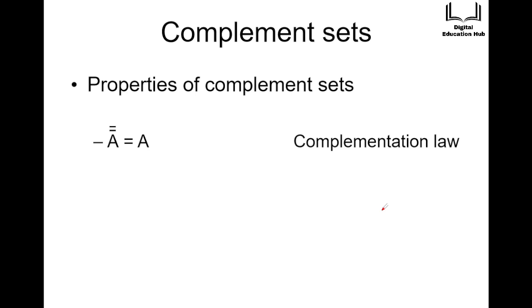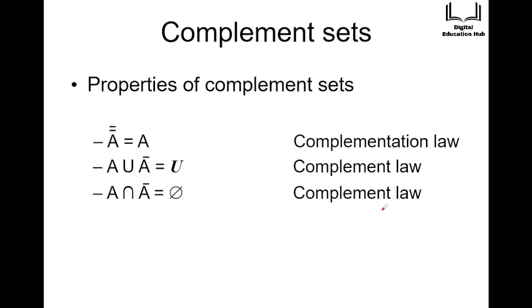What are the properties of complement set? On a particular set we can take a double complement. So complement of complement will result in the original set A. Okay, so this is called the complementation law. Then we have A union with its bar, its complement, and that would result in the universal set. This is called the complement law. The first one is called the double complement.